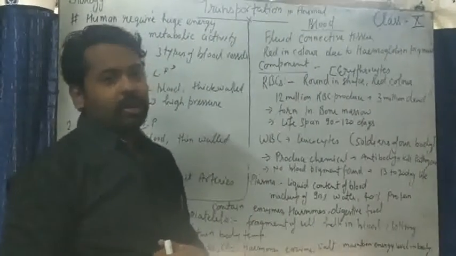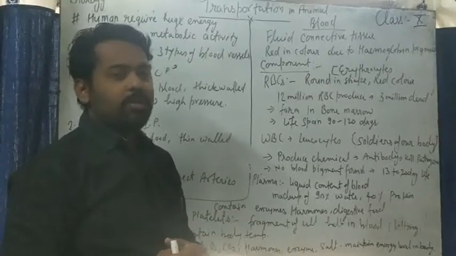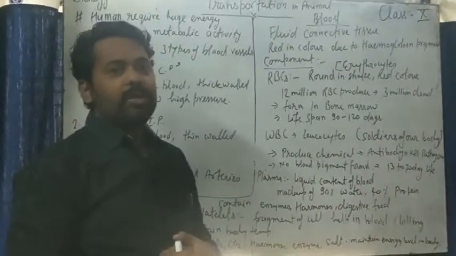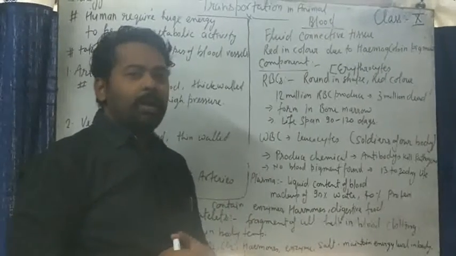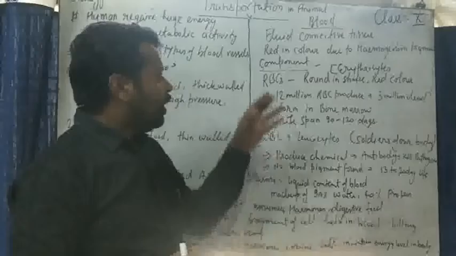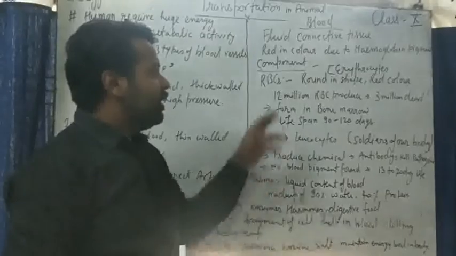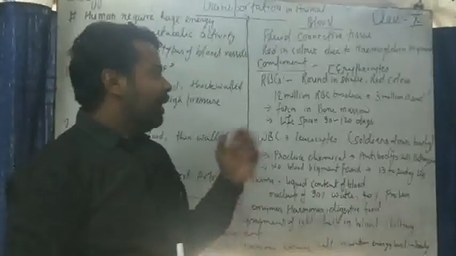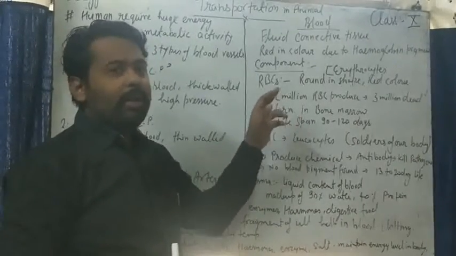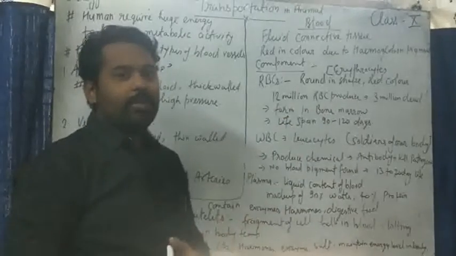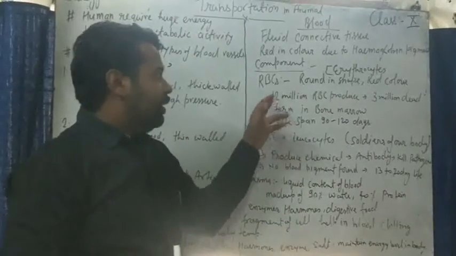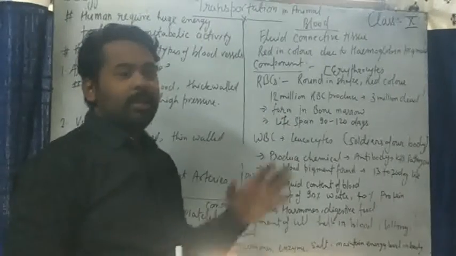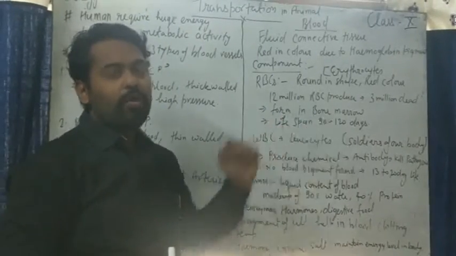Next major topic is blood. As you know that blood is a fluid connective tissue which is present in our body, near about 6 to 7 liter. They are red in color due to presence of hemoglobin pigment which carries blood in the form of oxyhemoglobin. Its components are RBC, WBC, plasma, and platelets. First is RBC. The second name of RBC is erythrocytes. They are round in shape, red in color. Each and every day, 12 million RBC cells are produced and 3 million RBC cells die. These RBC cells form in bone marrow. Their lifespan is about 90 to 120 days.